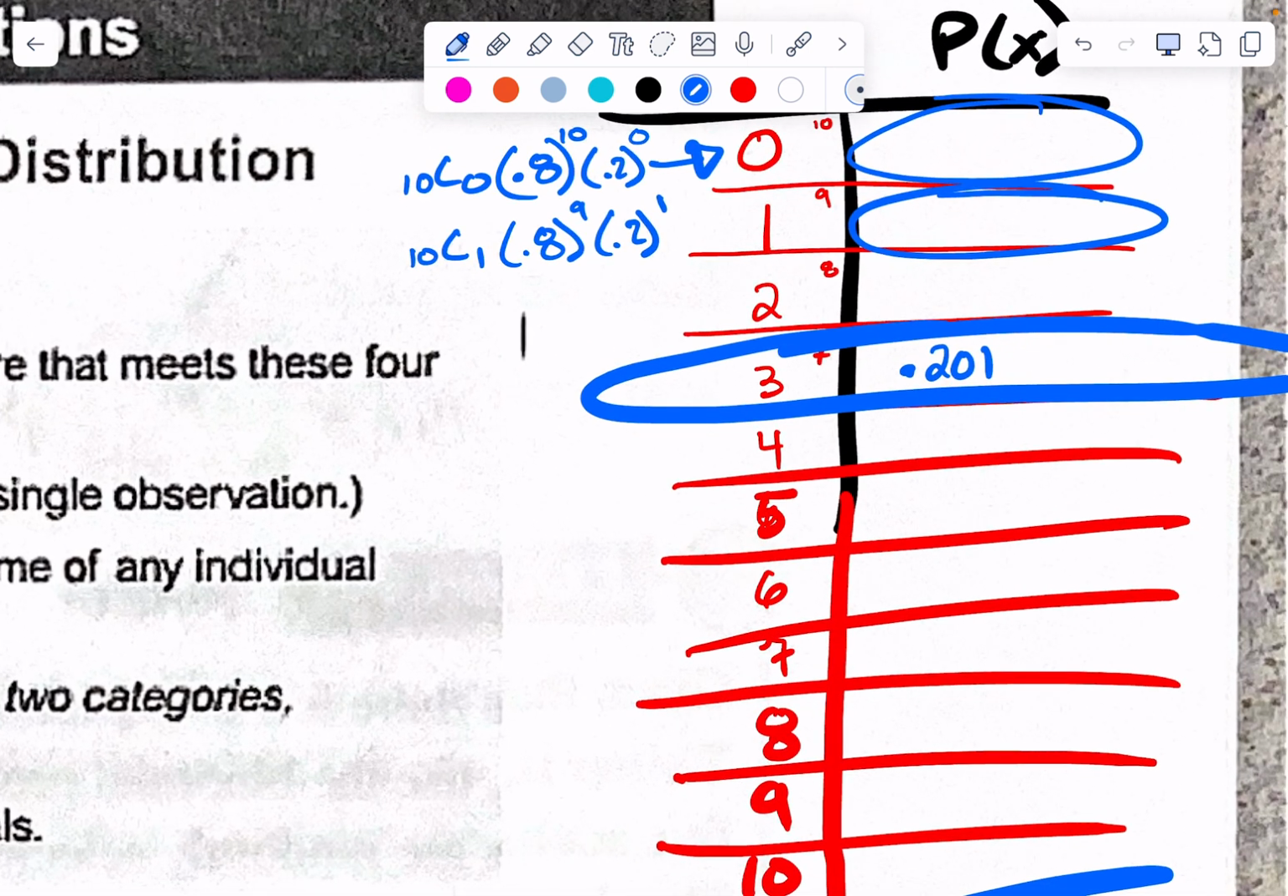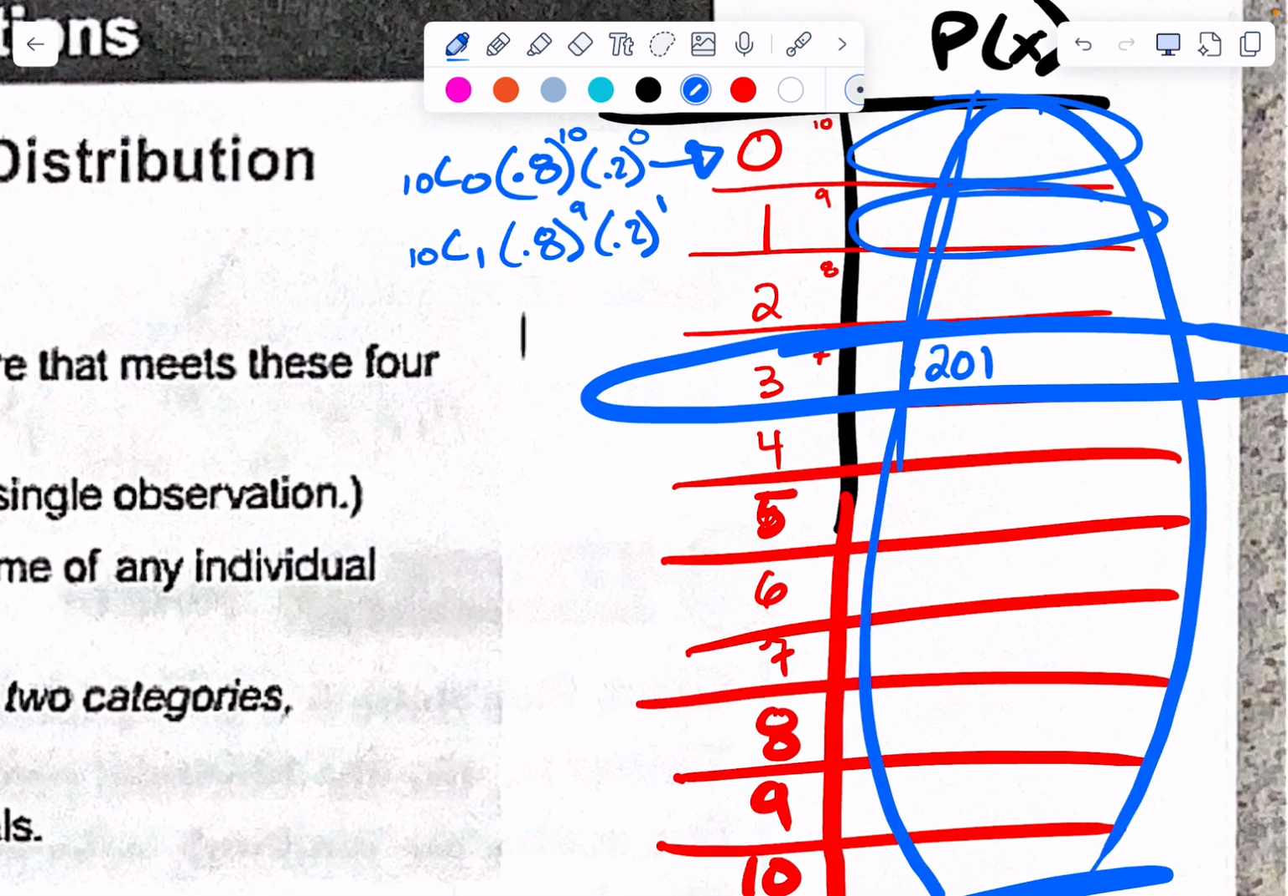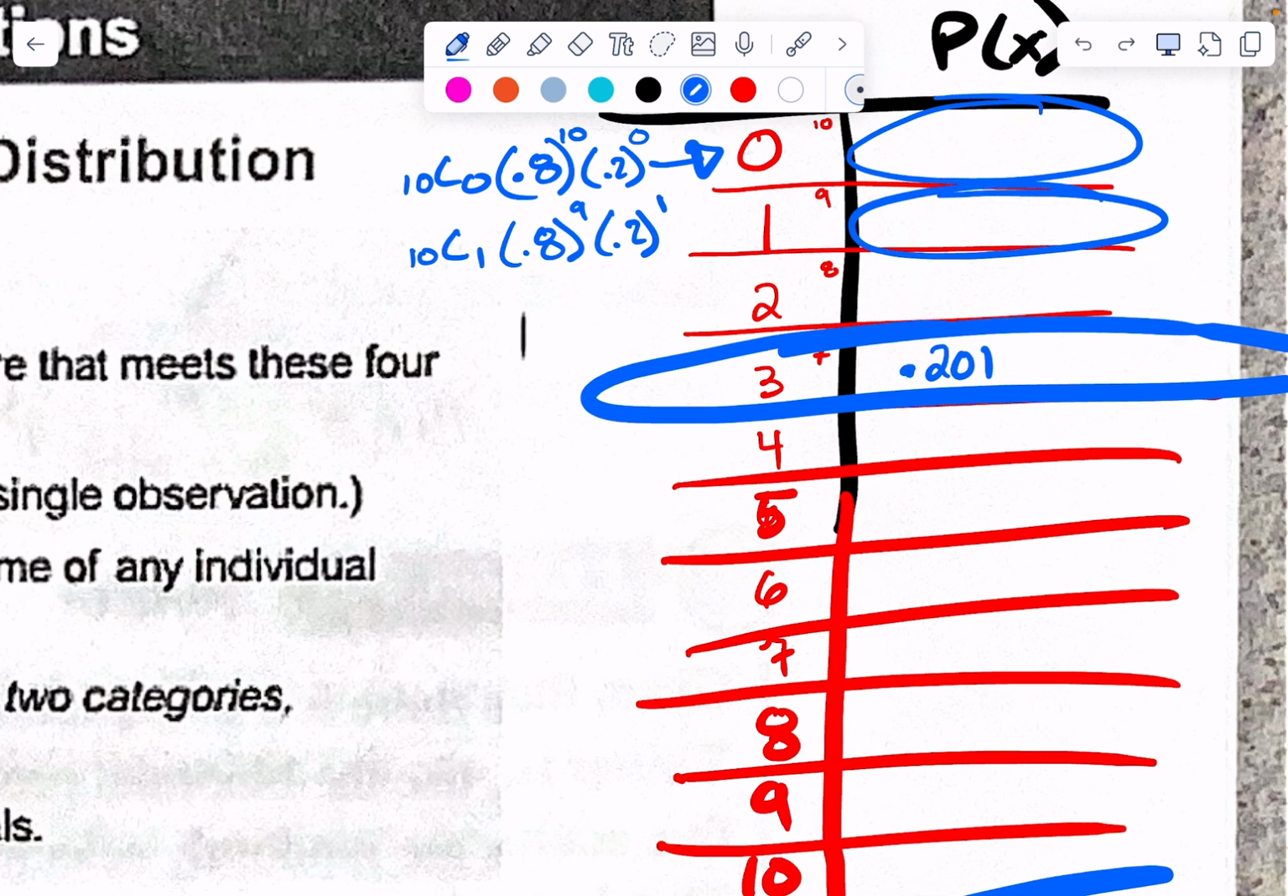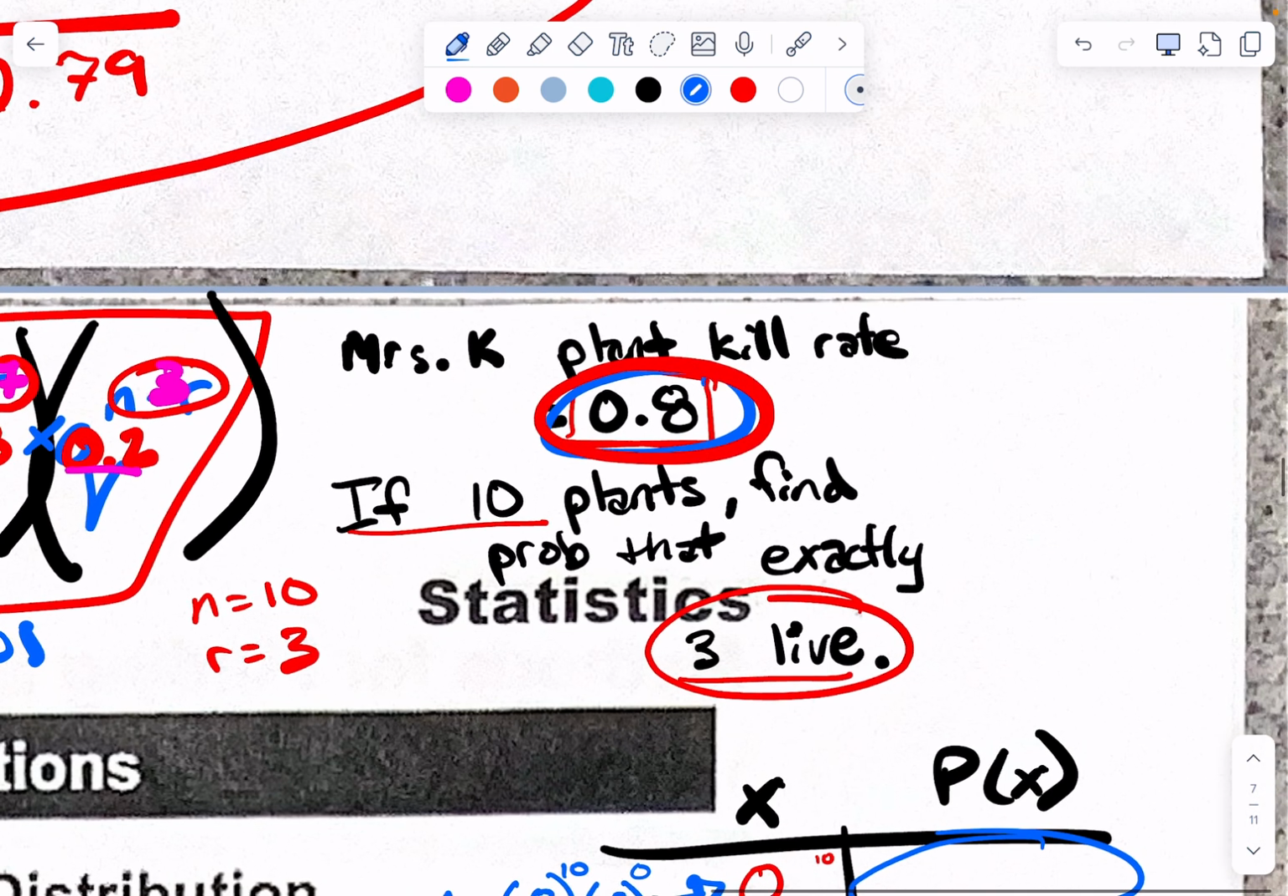Here is the kicker question. Are you ready? Which one of these numbers right here will end up being the highest? Which one will end up being the highest? 2, because that exactly matches my kill rate, right? A 20/80 split, so 2 living. This would probably be like 25%. I have no idea what it is, but that should end up being the highest probability out of all of them, because that 2/8 split is the one that most corresponds to my kill rate, right?